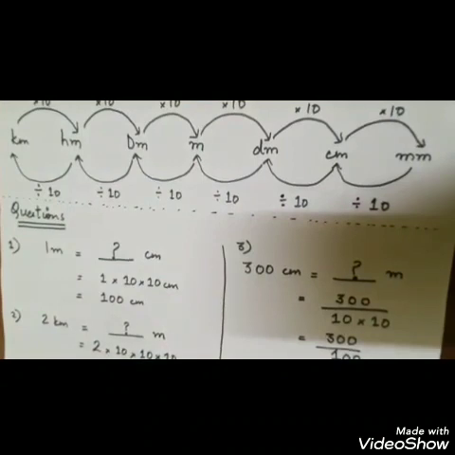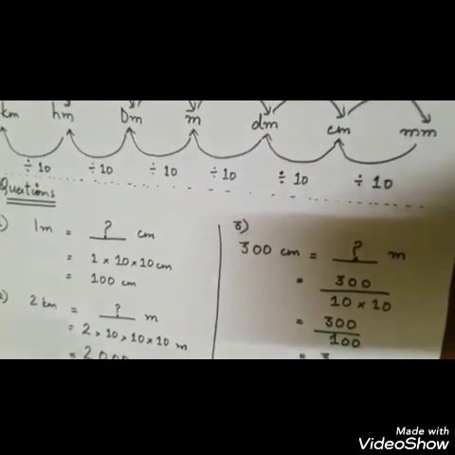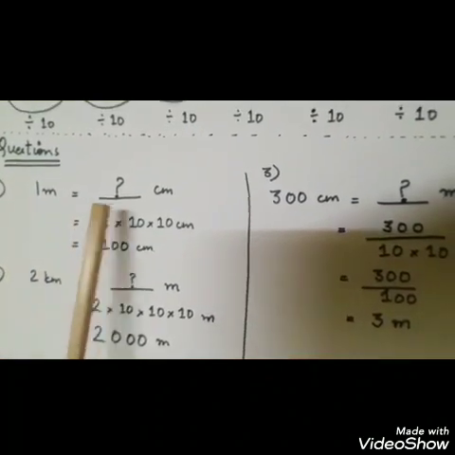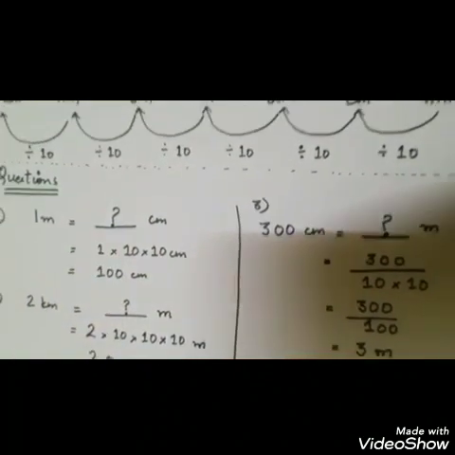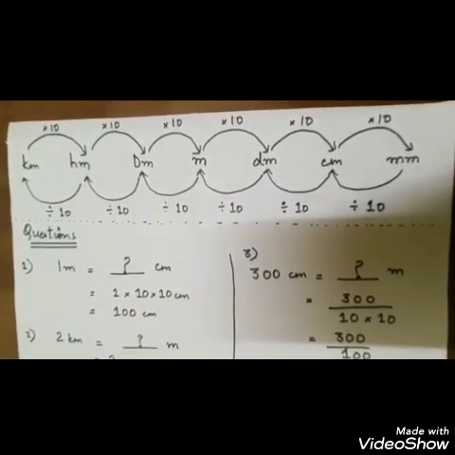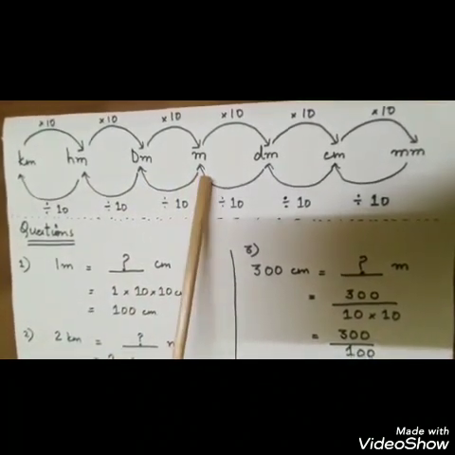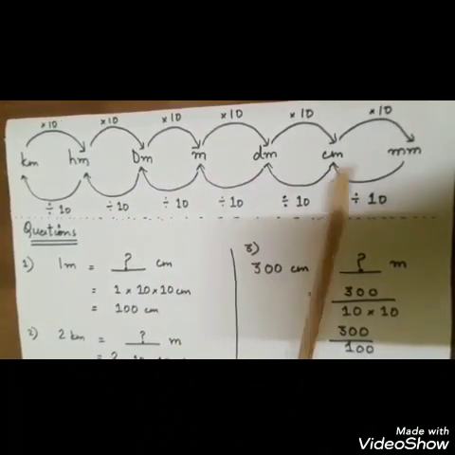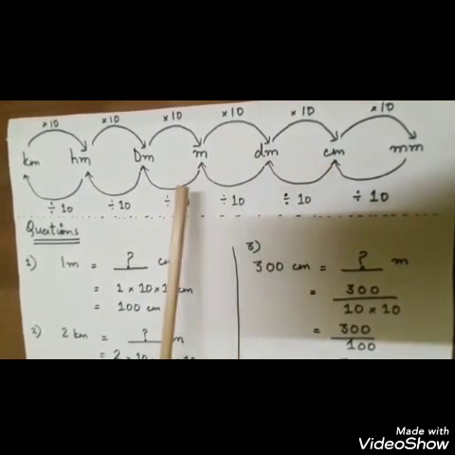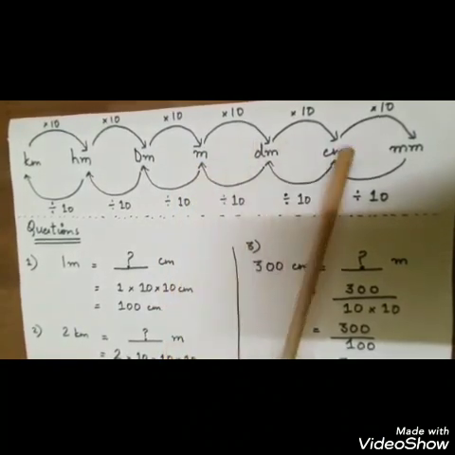Let us understand this with the help of a few examples. Question 1. 1 meter is equal to dash centimeter. How many? 1 meter is how many centimeter? Let us come back to this table. Meter is a bigger unit as compared to centimeter. So we have to move from meter to centimeter.